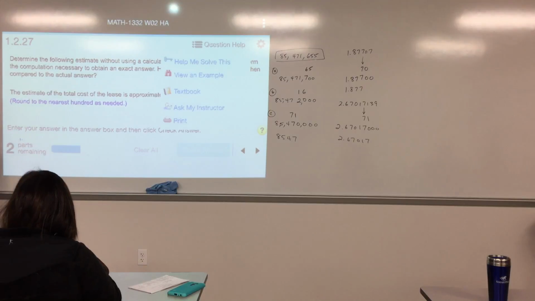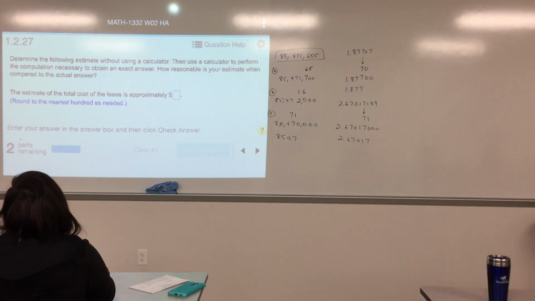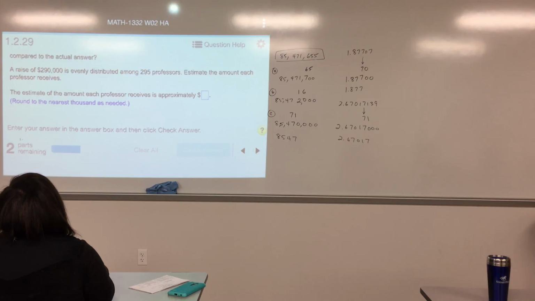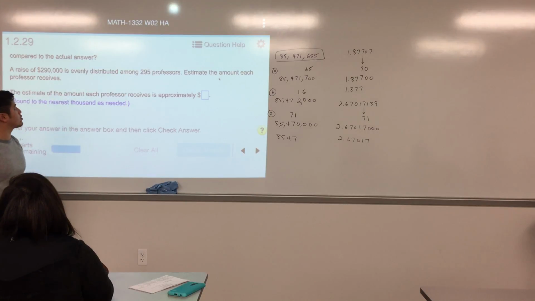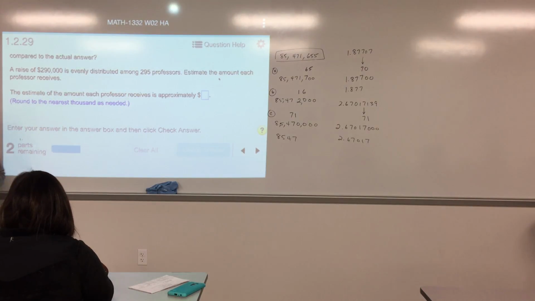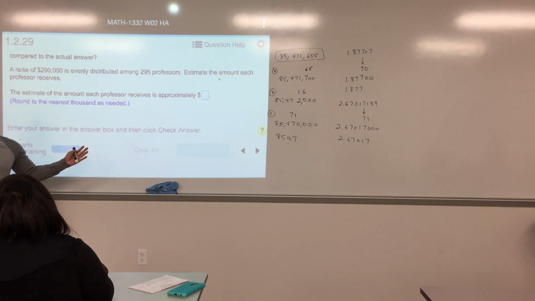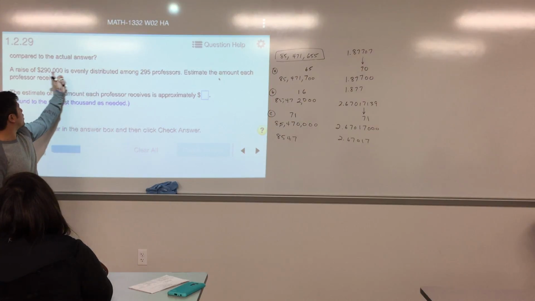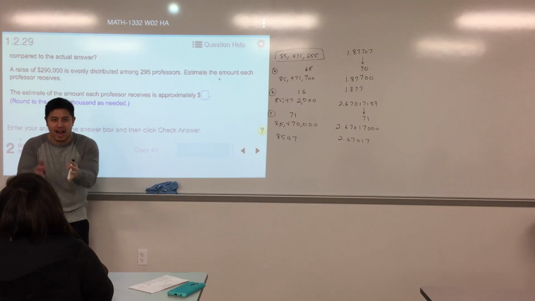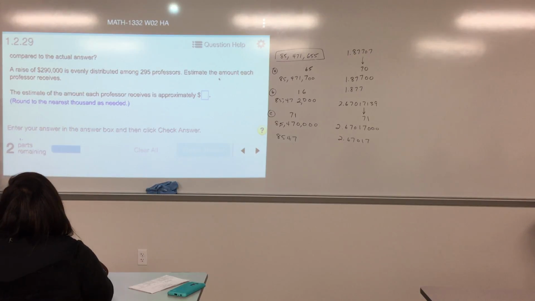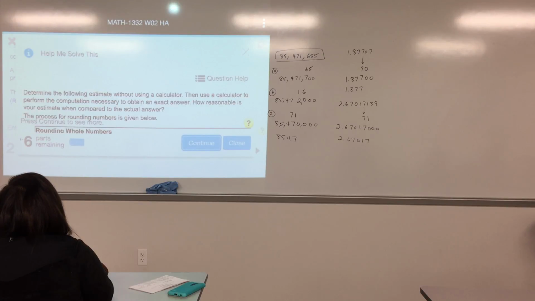Okay? I want to do one more question, and we'll call it a day. I'm going to do this question using Help Me Solve This. It says a raise of $290,000 is evenly distributed among 295 professors. Estimate the amount each professor receives. You should know that this is a division problem. You would take 290,000 divided by 295 for the exact amount, right? But let's say you didn't know that. Let's say you needed help to solve this problem. You click on Help Me Solve This.